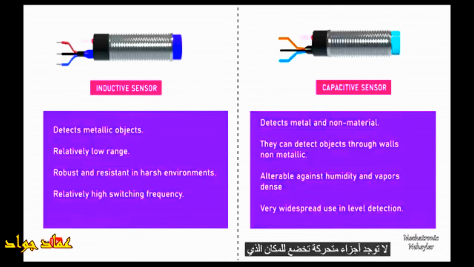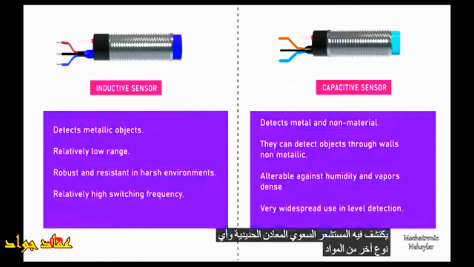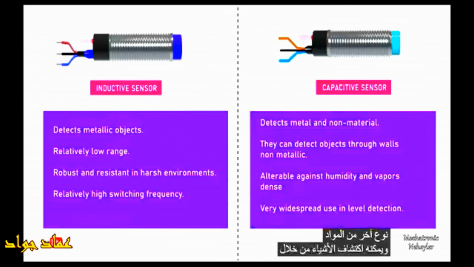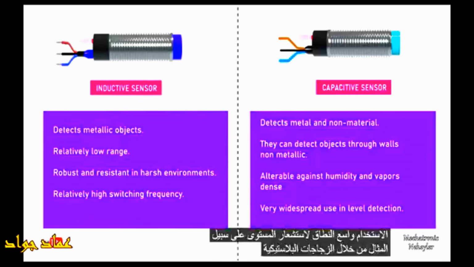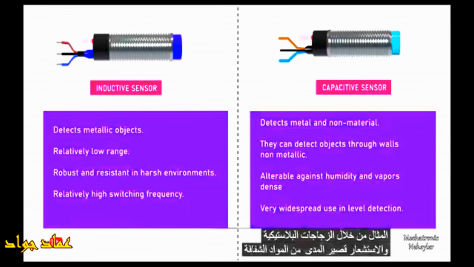Capacitive sensor detects ferrous metals and any other type of material. They can detect objects through non-metallic walls. Alterable against humidity and dense vapors. Widespread use for level sensing, for example, through plastic bottles, and for short-range sensing of transparent materials. Absence of mechanical wear and long useful life regardless of its use.